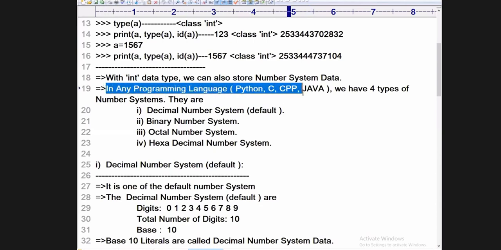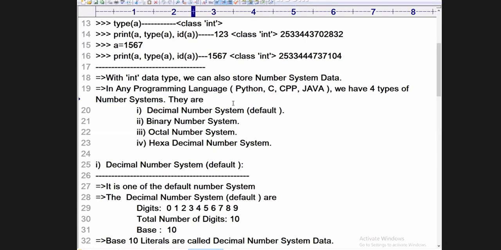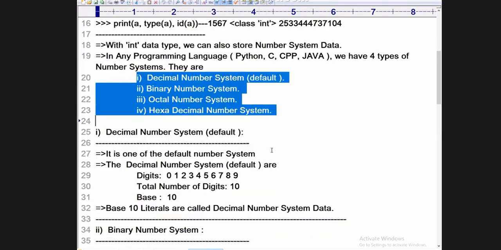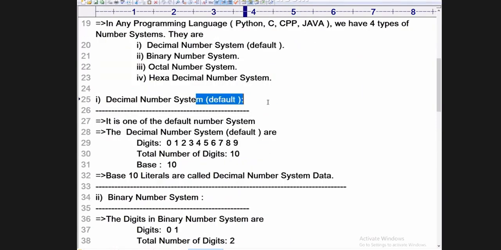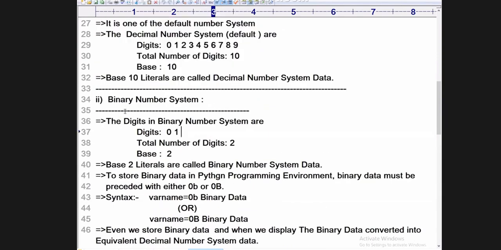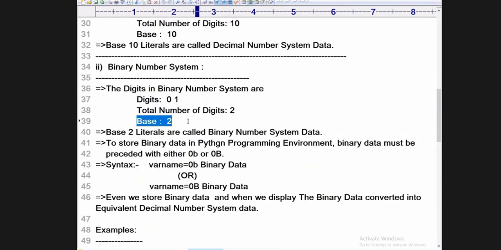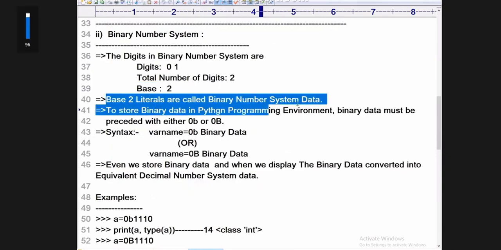With any programming language, we have four number systems: the decimal number system, binary, octal, and hexadecimal. Last class I completed the decimal number system. It is the default number system, and the number of digits and everything was explained. Binary number system: the digits are 0 and 1. The total number of digits is 2 and the base is 2. Base 2 literals are called binary literals.